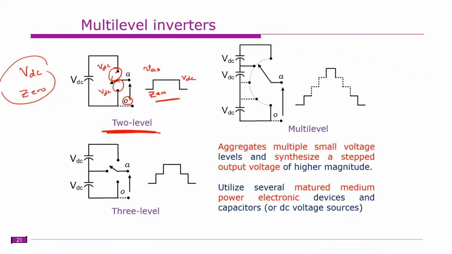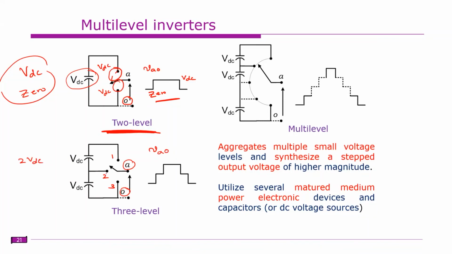Right. Now, next step, we split this DC source into 2. So we have VDC now, and another VDC here. So you have 3 positions now. 1 is the midpoint of this DC, and this is 3. If this A is connected to 1, what is the voltage between A and 0? 2 VDC, right?